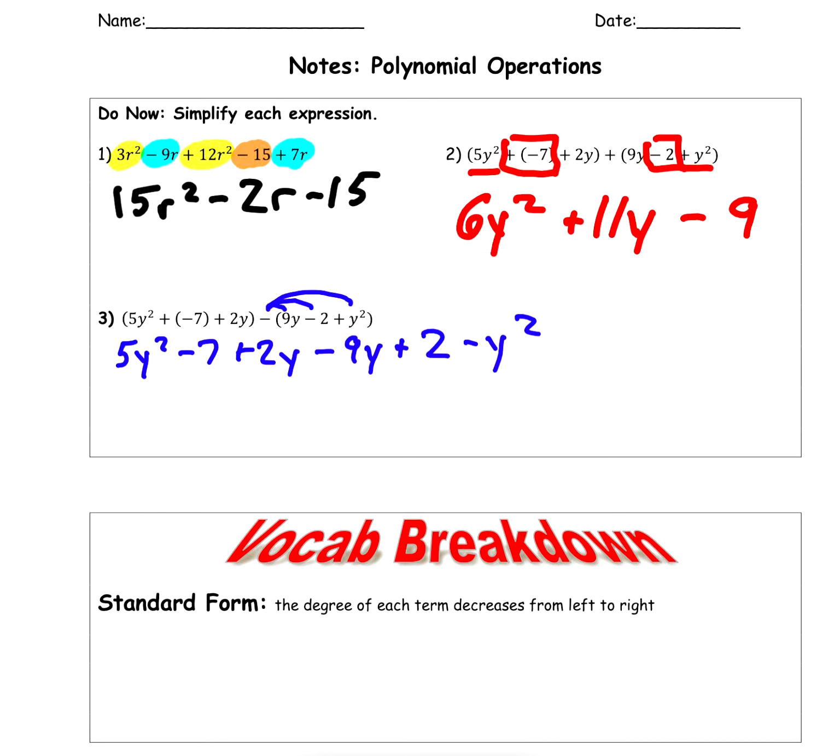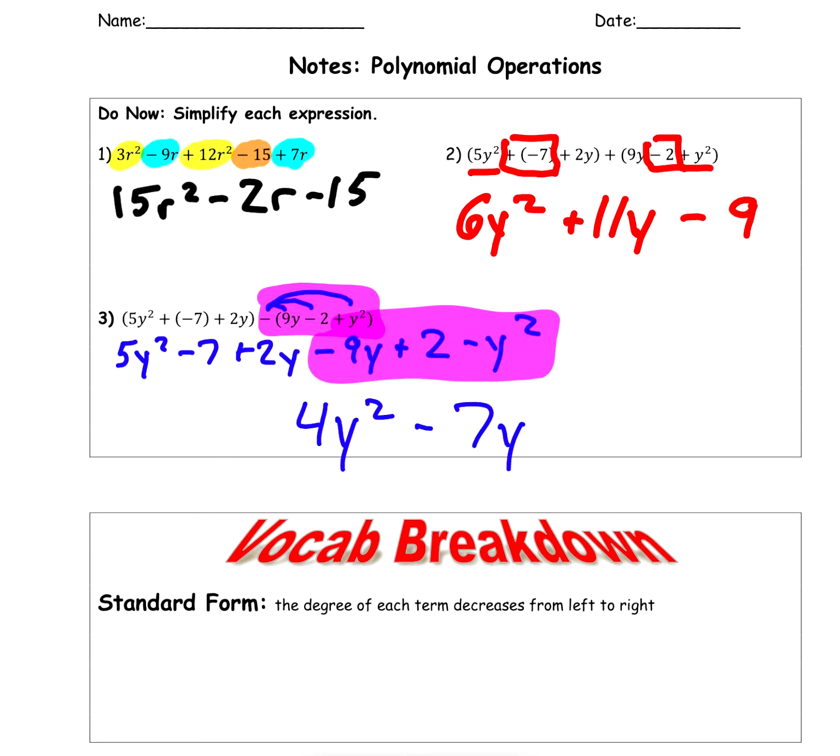I see so many mistakes with that, so make sure you guys are good with this distributing of that negative to get to this. So now we can combine like terms. We have the y squared, that'd be 4y squared. We have the y's, minus 7y, and we have the constants, minus 5. And that would be our final answer.